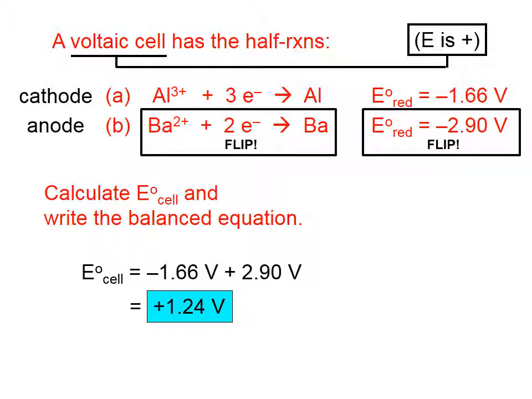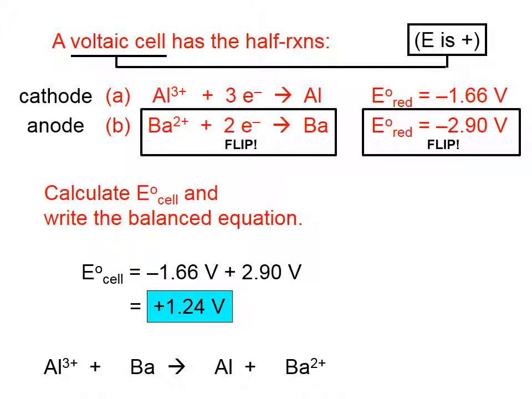We're going to expect the aluminum ion to be on the reactant side, just like it's written, the aluminum metal to be on the product side, just like it's written, but this barium ion is going to be on the product side, and this barium metal is going to be on the reactant side. So remember, equation B, involving barium, has to be flipped.